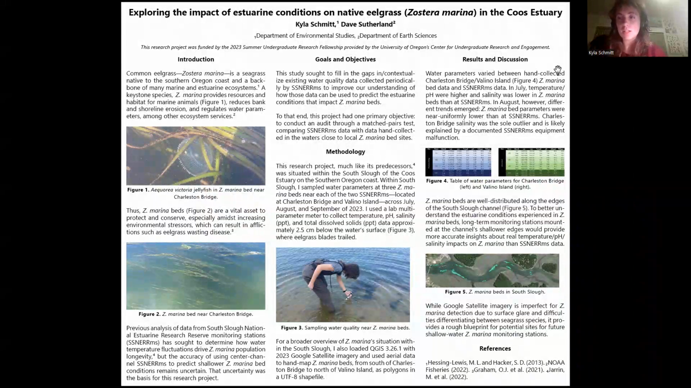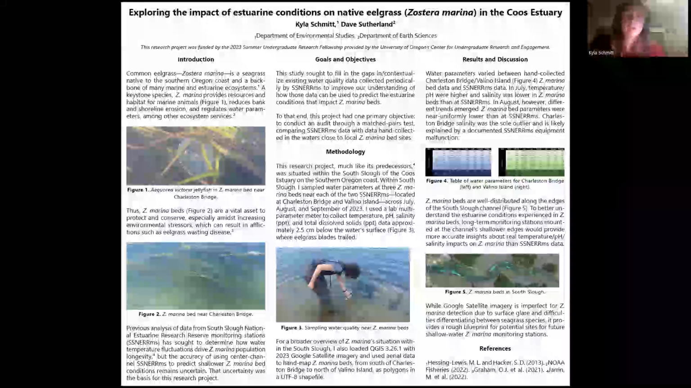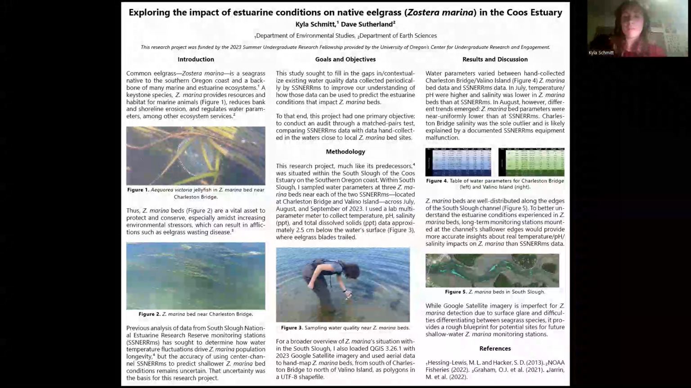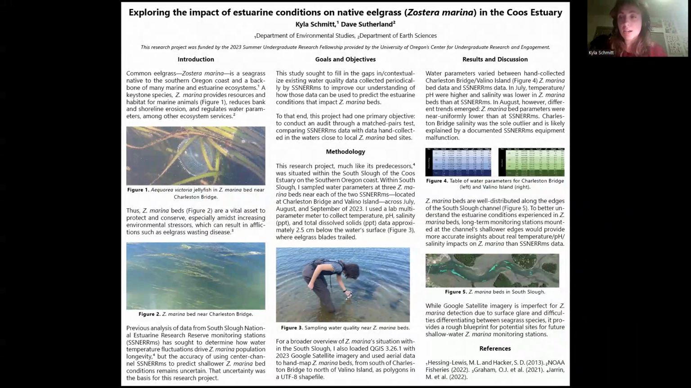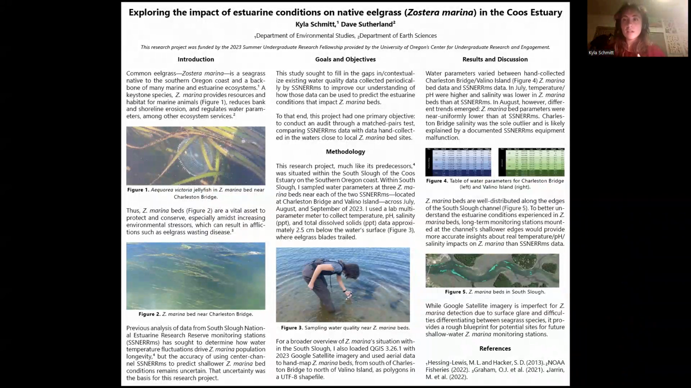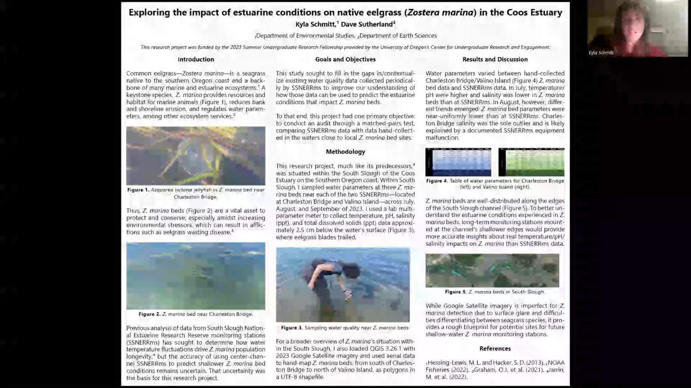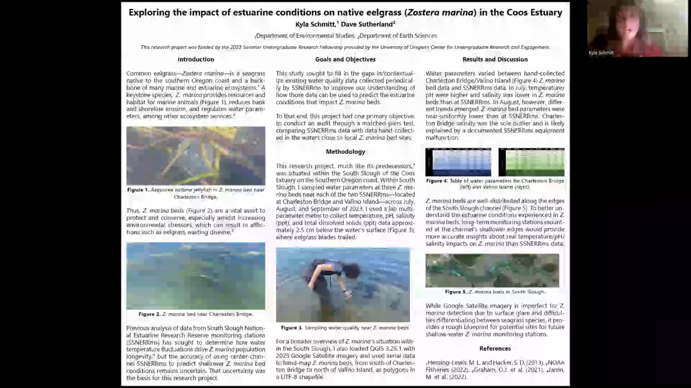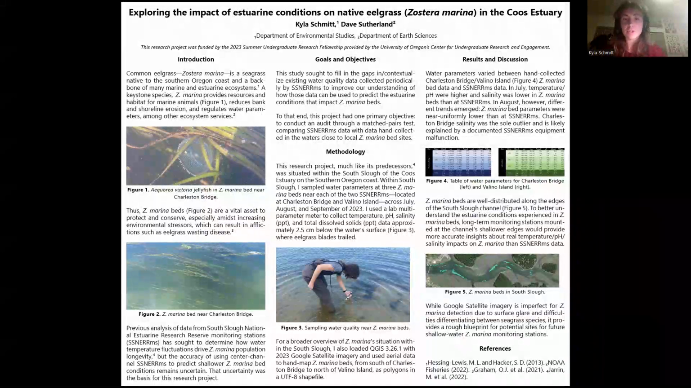So our real question here was, if we conduct a matched pairs test and we look at water conditions actually in the eelgrass beds versus water conditions at these monitoring stations, which tend to be deeper out and a bit more removed from the specific vicinity of these eelgrass beds, what differences will we find? So that was the main objective of the study, which was to conduct an audit of this data source and to see how well that data mapped onto data that I was able to collect.